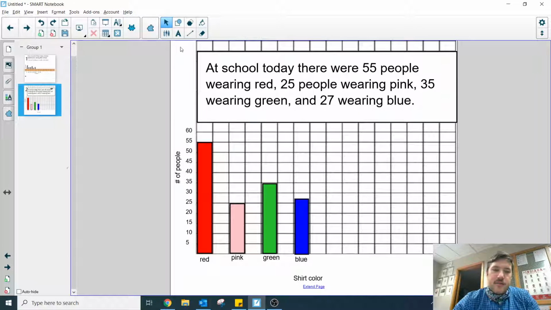So that's just how you create line plots and bar graphs, and you're going to be doing that this week, actually on paper and taking a picture and inserting them into Google Slides.